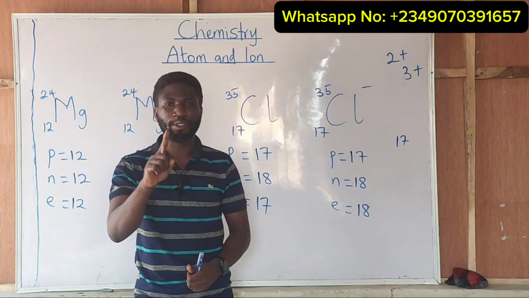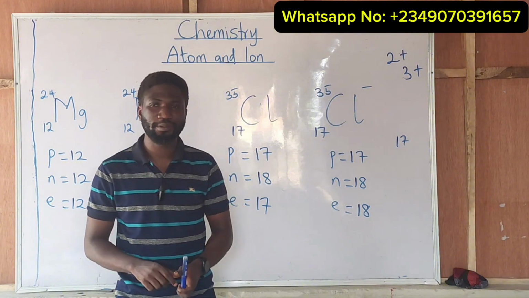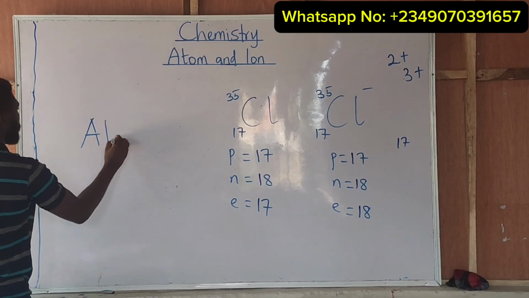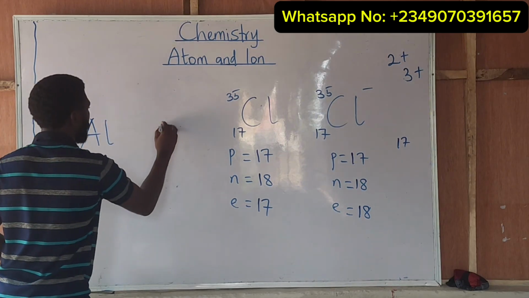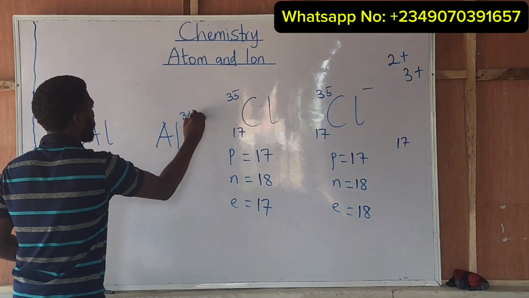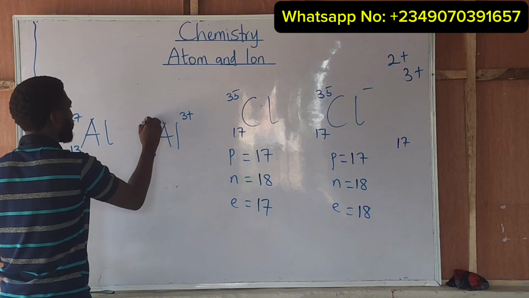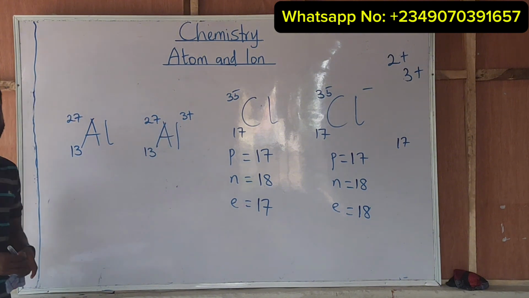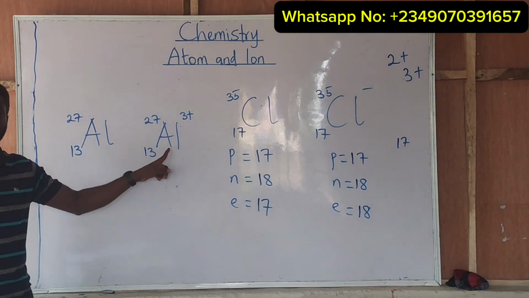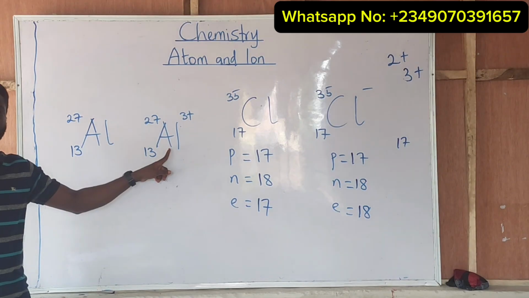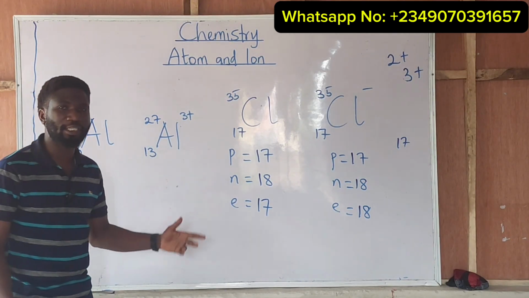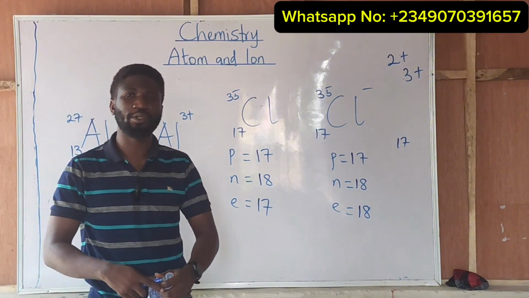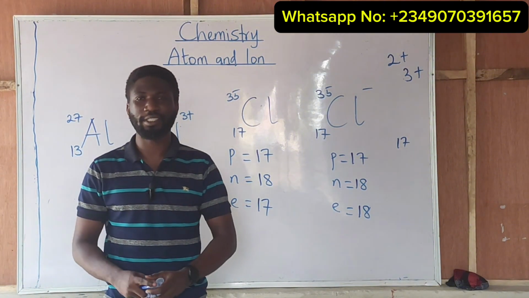So I have just one question for us. For this atom and this ion, give me the number of protons, neutrons, and electrons. I look forward to seeing your answers in the comment section.